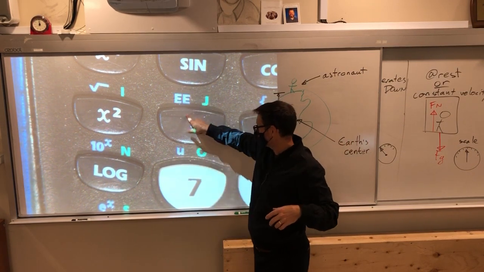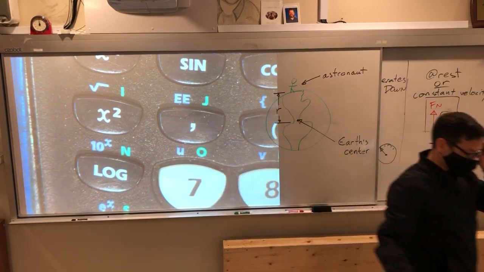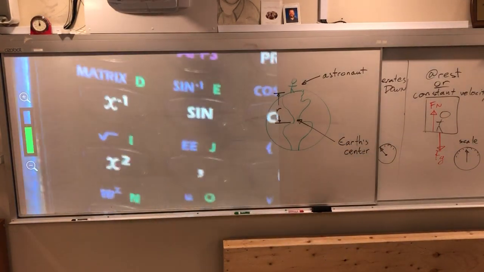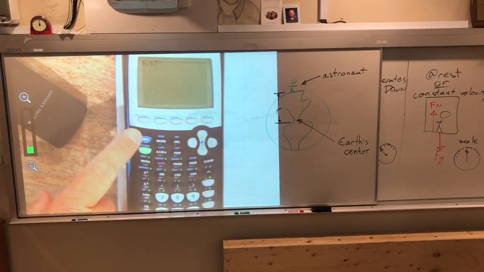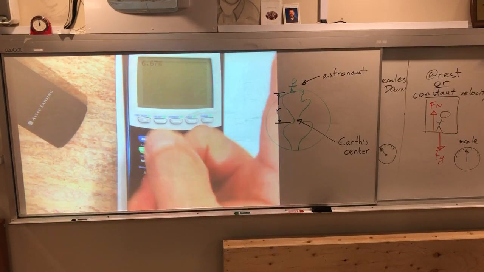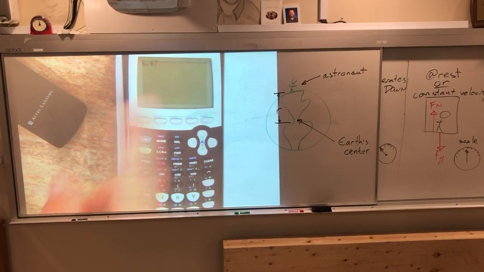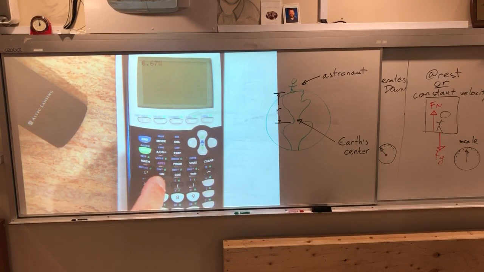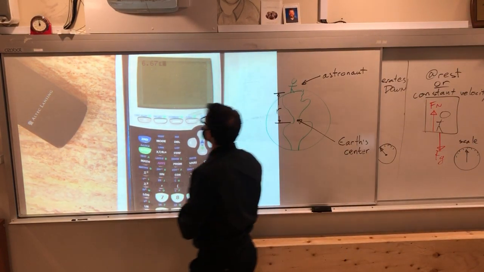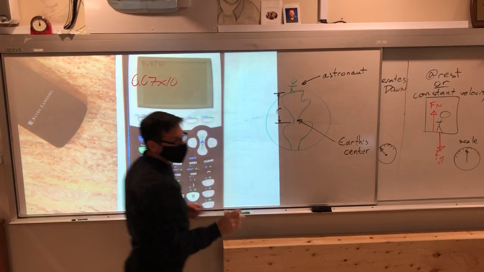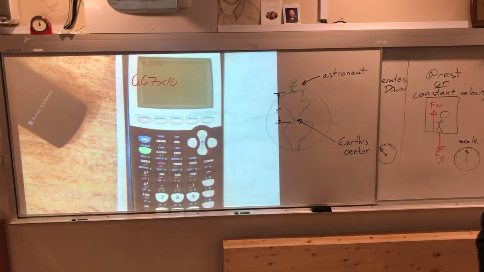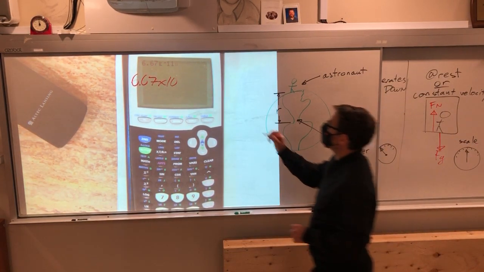So you hit second function and then you hit this key. You hit your second function and you'll see the arrow go up on your screen, right there. And then you hit the capital E, and you'll see a little capital E show up there. And this is the same as 6.67 times 10. And then you just hit negative 11. So you hit your negative button and you hit 11. And that is the same as this.